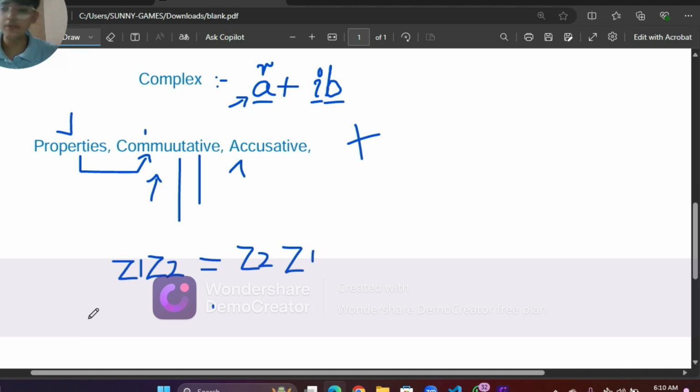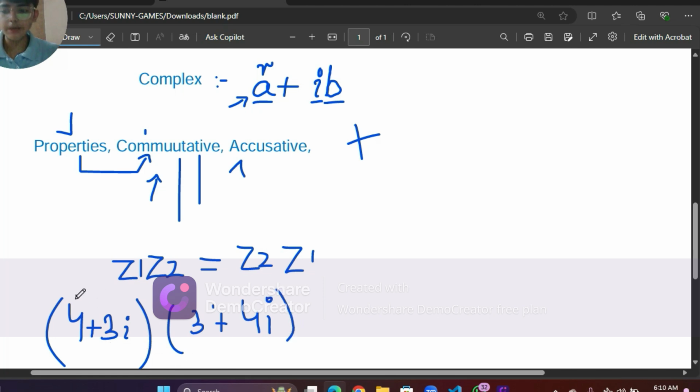Now let's just suppose any value, again 4 plus 3 iota, multiplied by, say, 3 plus 4 iota. Here I will multiply my real numbers, then multiply my real number with my imaginary, and similarly for the rest.